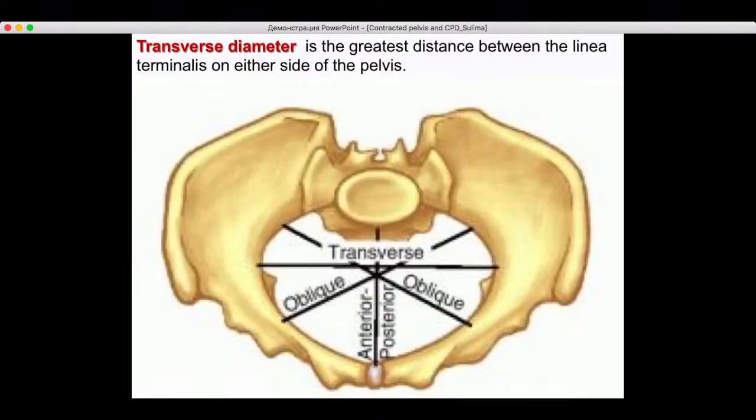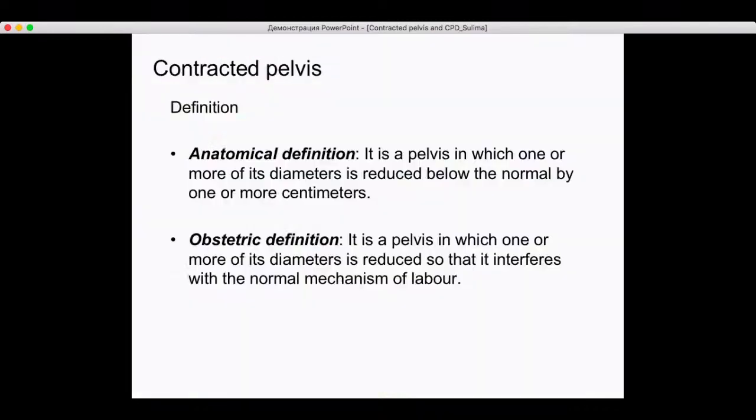The transverse diameter is the greatest distance between the linea terminalis on either side of the pelvis. These are the diameters of the pelvic inlet. I said before that we have three diameters: anteroposterior, oblique, and transverse. Usually, if we have a normal labor process, the fetal head passes through the oblique diameter of the pelvic inlet.